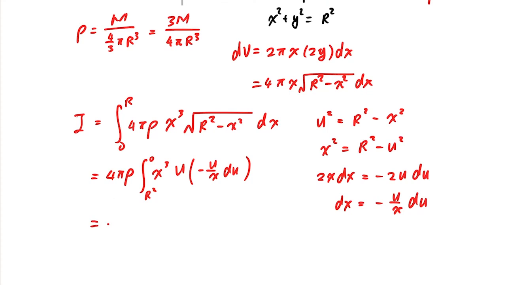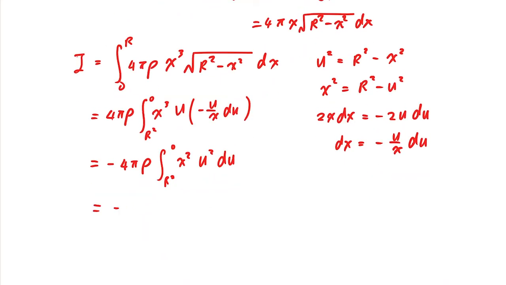Taking the negative sign out, so we have negative 4 pi rho, and then x cancels. So I have x squared u squared du. With me so far? Are you with me so far? Okay, then, what is x squared? X squared is this. Substitute that in. So what we are going to have is r squared minus u squared, times u squared du. With me? Yes.